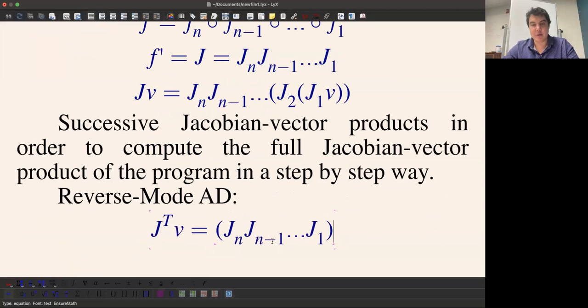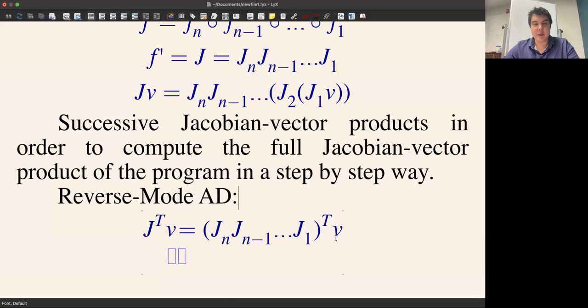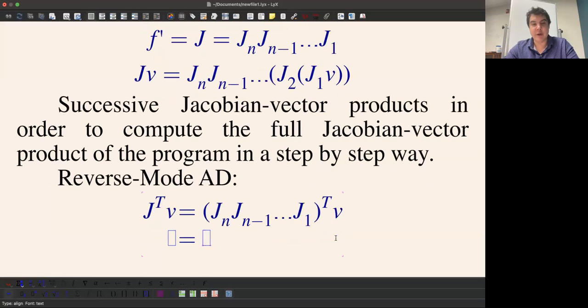This object here, transposed, times v, which is equivalent to, well, how do you take the transpose? The transpose of a composition of operators actually reverses the direction, right? So you'd have J1, J2, dots, J_{n-1}, J_n, all with the transpose on there.